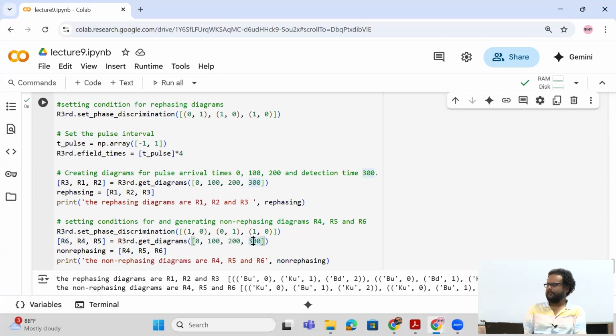Okay, everything fine? Let's move ahead. Everybody got it? Saw the diagrams?